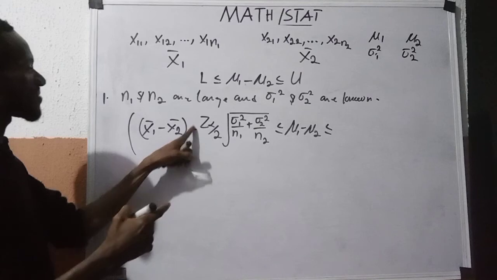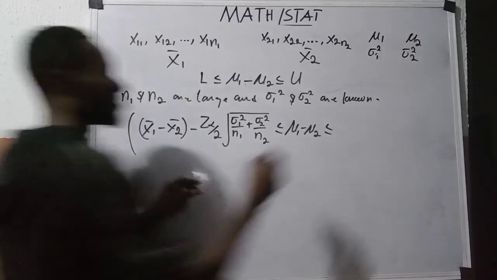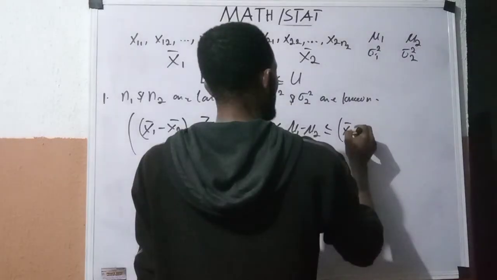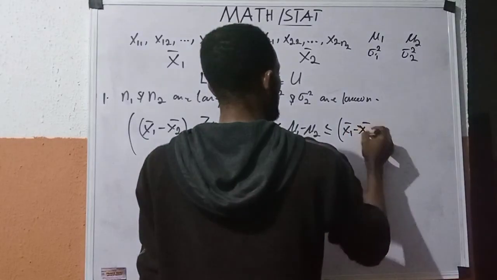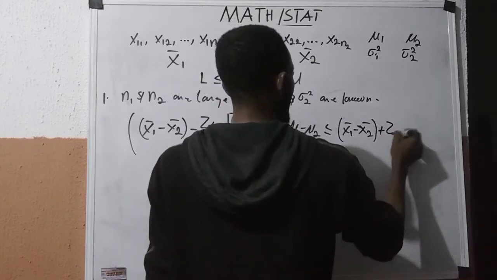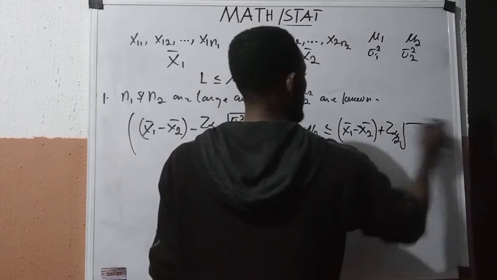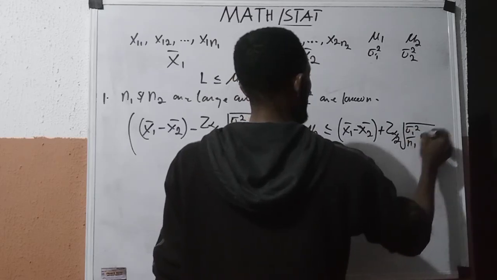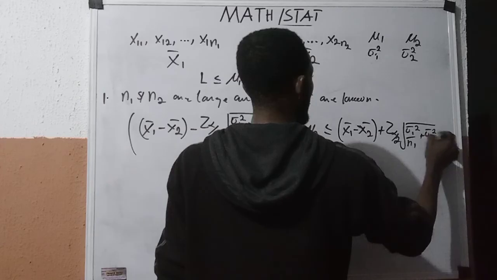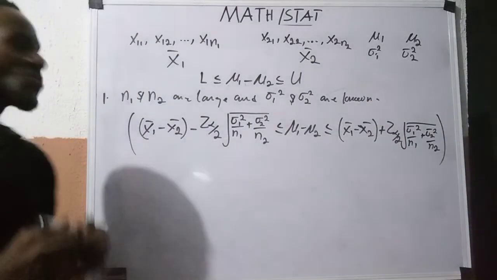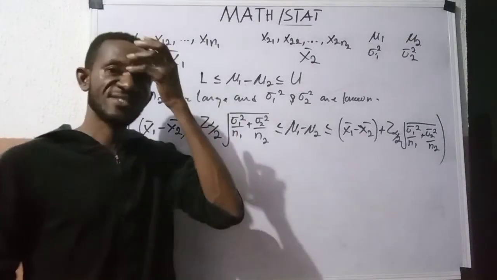Everything here still remains the same except that here it is going to be positive. So you open a bracket, then you have x bar 1 minus x bar 2, you close it. Here becomes plus z of alpha over 2 times the square root of sigma 1 squared over n1 plus sigma 2 squared over n2. Close the brackets. So this is the formula you use in this case.